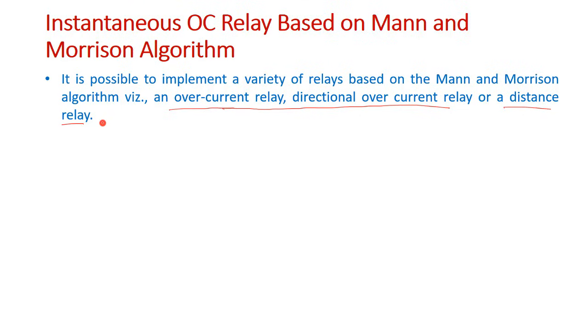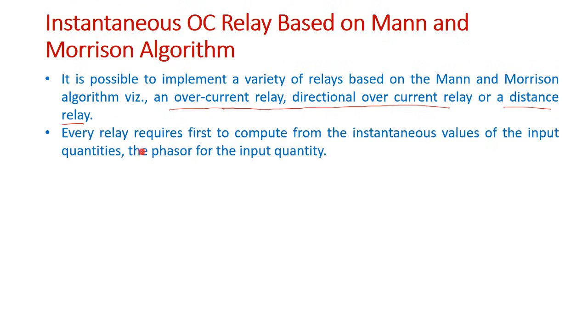When we know the phasor information of voltage and current, that is all that is required for an overcurrent relay, directional overcurrent relay, and a distance relay. So then we can easily implement this. Every relay requires first to compute from the instantaneous values of the input quantities the phasor for the input quantity. So this is important.